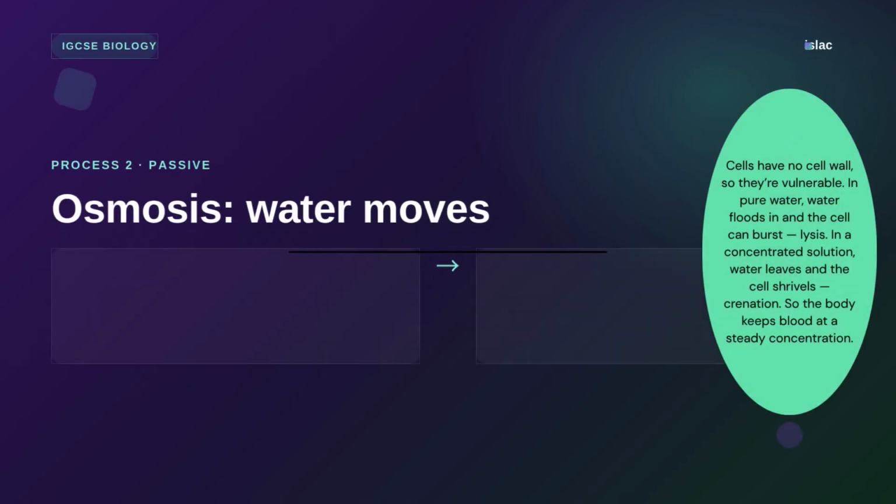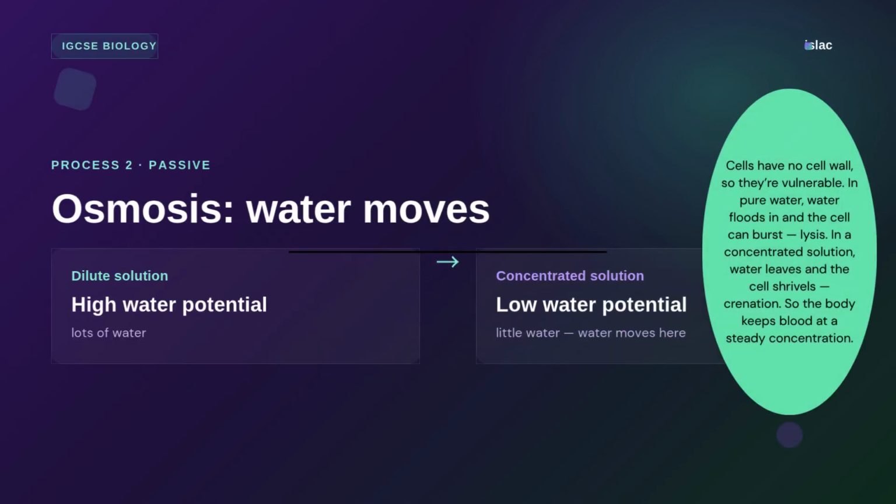Process 2 is osmosis, diffusion, but for water only. Water moves across a partially permeable membrane from a dilute solution, which has a high water potential, towards a concentrated solution, which has a low water potential.